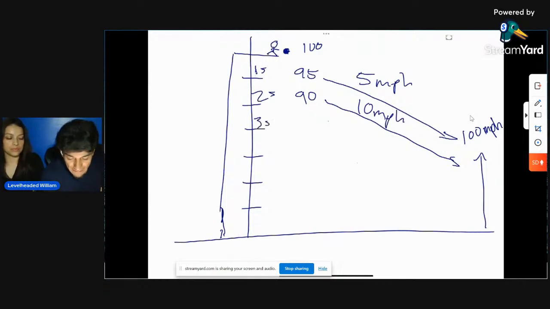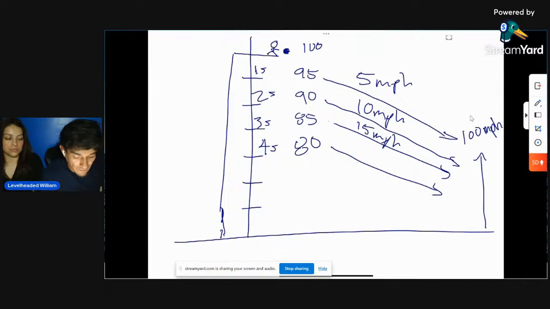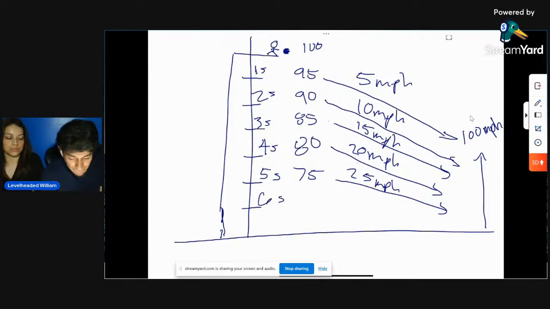In the third second, again, it goes down to 85. The difference in speed between the free falling object and the Earth is now 15 miles per hour. At 4 seconds, it's going to have more time to decelerate, so it's going to go down to 80 miles an hour. So the difference in speed is going to be 20 miles an hour. Again, 5 seconds, we'll say 75, so it's going to be 25 miles per hour. And 6 seconds, it's going to go down to 70.